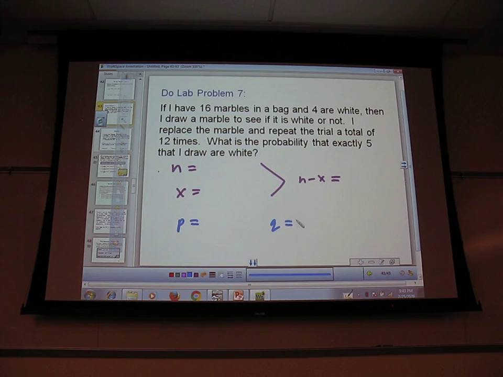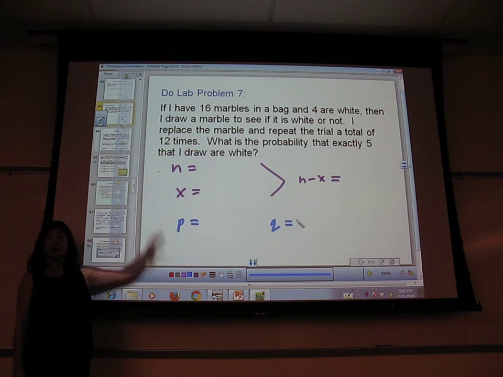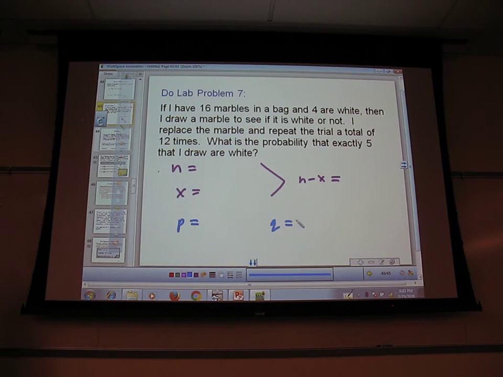Great. So it says repeat the trial, it means all together you're going to do it 12 times, total. Find your n, find your x, find your p. I always have to give you these three, always. These three must be given.